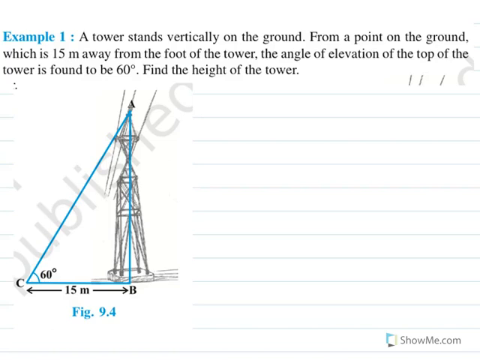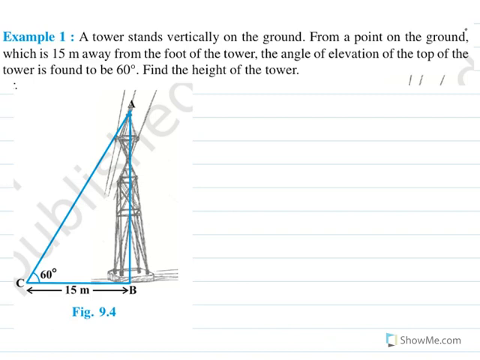A tower stands vertically on the ground. From a point on the ground which is 15 meters away from the foot of the tower, the angle of elevation of the top of the tower is 60 degrees. Find the height of the tower.